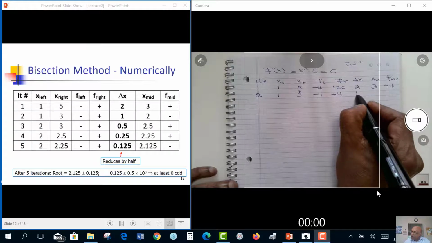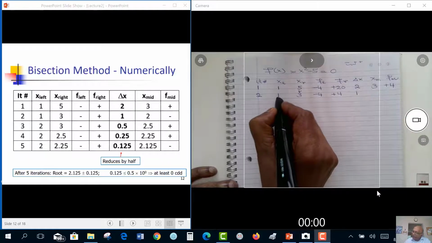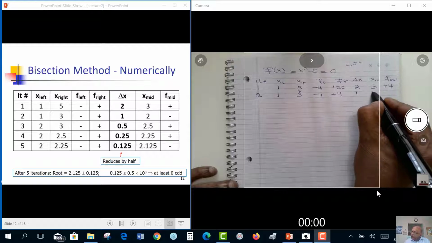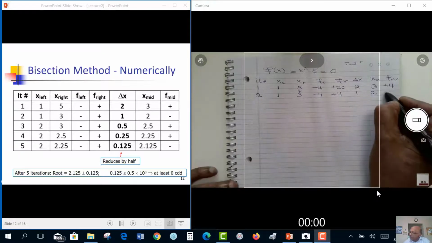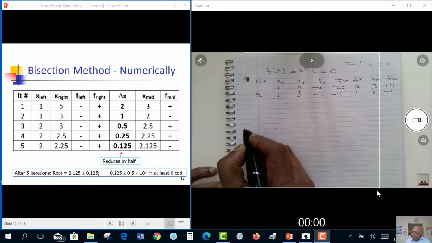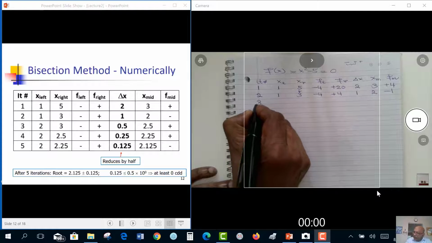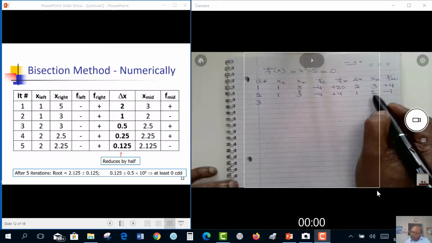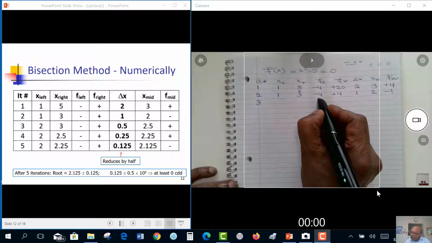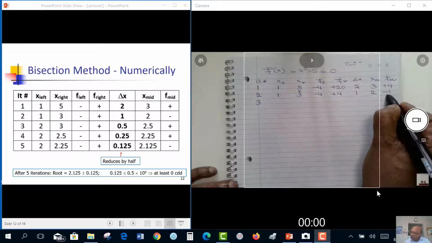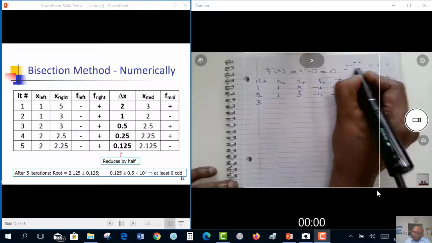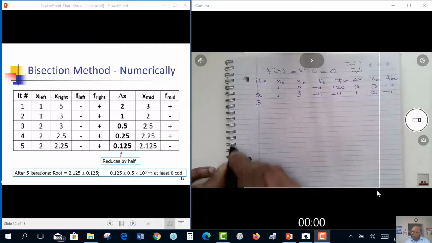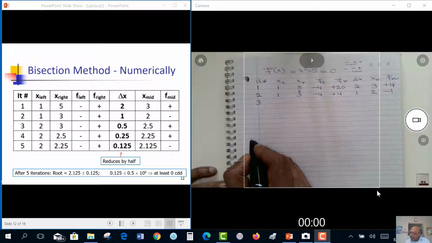Notice every time it halves. And our middle point would be 1 plus 1 is 2. We calculate 2 squared minus 5 is -1. And then we go third iteration. This time, notice our function values are minus, minus, plus. When it is minus, minus, plus, now our root is in the right half.